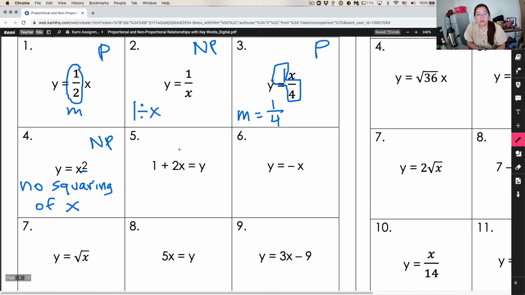Number 5, this is a textbook definition of non-proportional because of this. You have 2x, this is the m, our m is 2, but you're adding 1 to it. This is addition. Cannot have that, so this is non-proportional. Number 6. Okay, this might be a little tricky. This is proportional, because remember, I told you when x is by itself, there's a hidden 1. That's the hidden 1 there. Our m is -1. And there's nothing else being added or subtracted, so this is proportional.